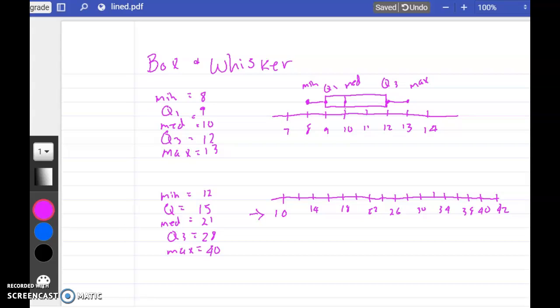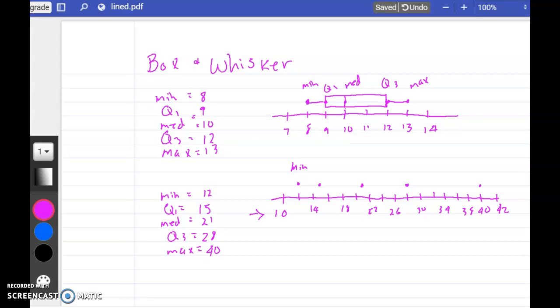So at 12, I have my minimum. Q1 is at 15, so 14, 15 is in between 14 and 16. Median is 21, so 22 back is 21. Q3 is at 28. And my max is at 40.